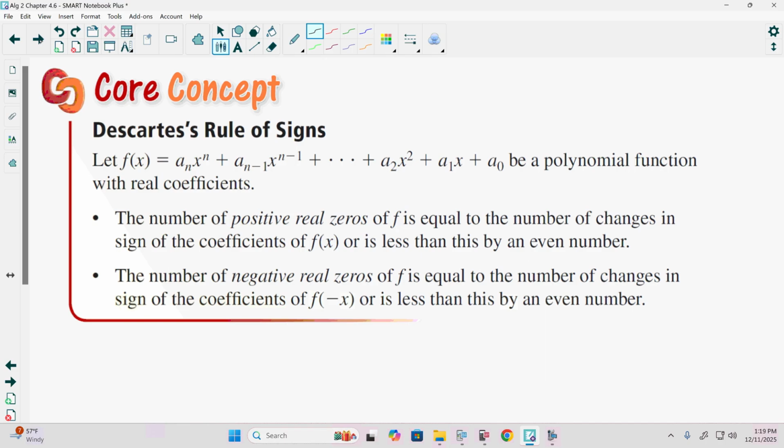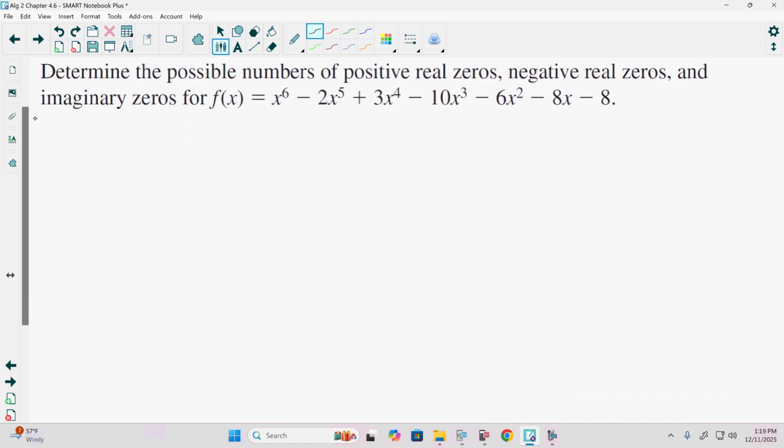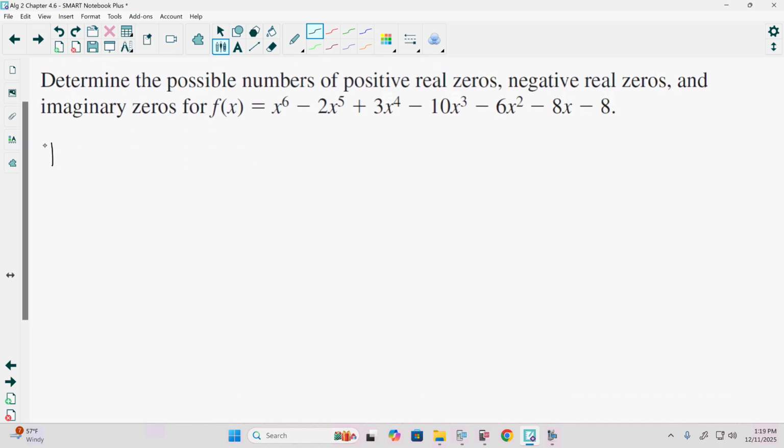Now, the way we determine the number of positive zeros is we take the function itself and count the number of sign changes from term to term. If there are any terms missing, we don't care. We just count the sign changes of the function itself.